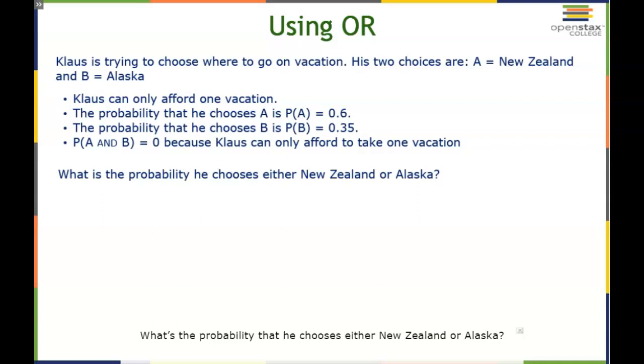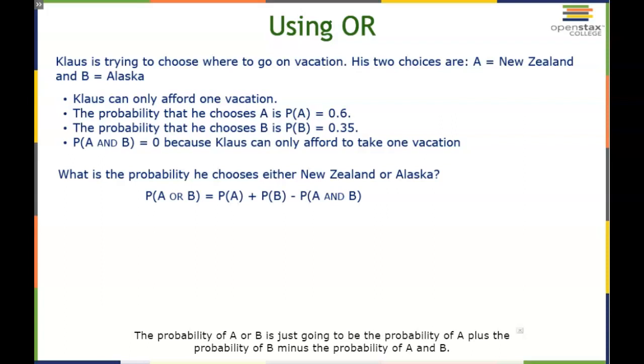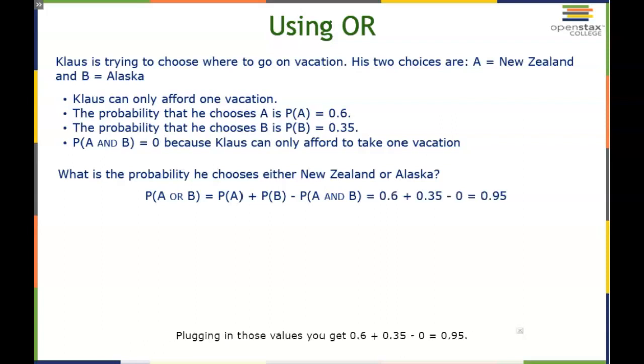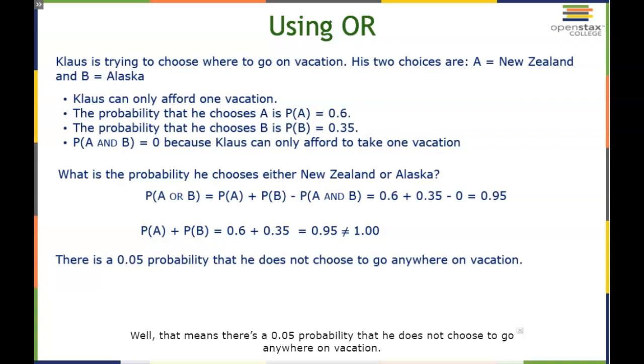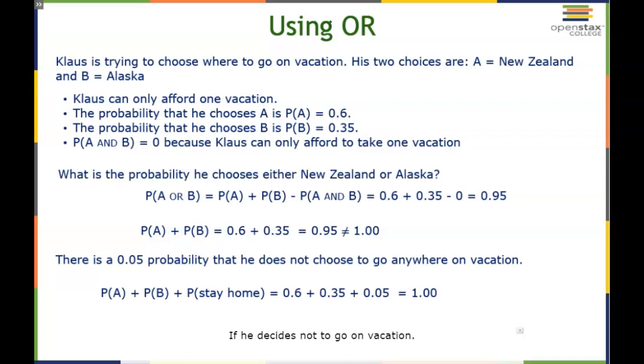What's the probability that he chooses either New Zealand or Alaska? The probability of A or B is just going to be the probability of A plus the probability of B minus the probability of A and B. Plugging in those values, we get 0.6 plus 0.35 minus 0 equals 0.95. But that's not 1, and our probabilities are supposed to add up to 1. Well, that means there's a 0.05 probability that he does not choose to go anywhere on vacation. He decides not to go on vacation.